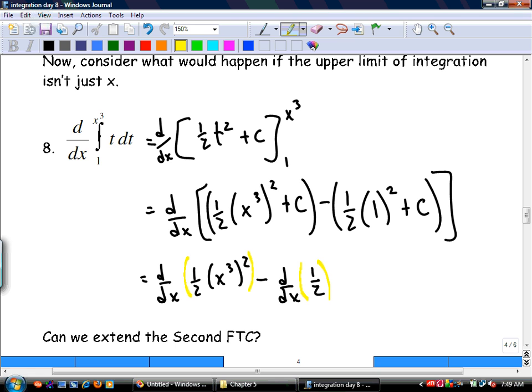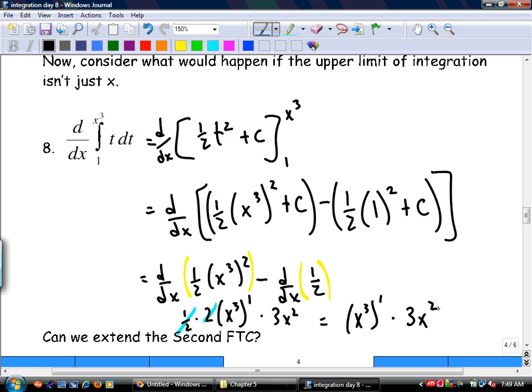So drop the 2 down out front. So it's 1/2 times 2 x cubed to the 1 times the derivative of the inside, times 3x squared. Okay, we're going to clean that up just a little bit. It doesn't seem to make logical sense to do it like this, but you just trust me. Those cancel, and you're left with x cubed to the 1 times 3x squared.